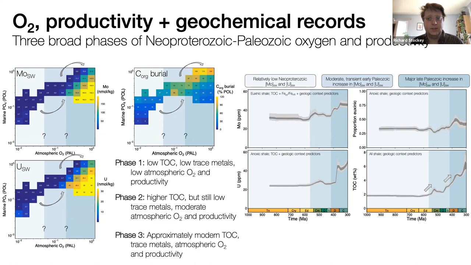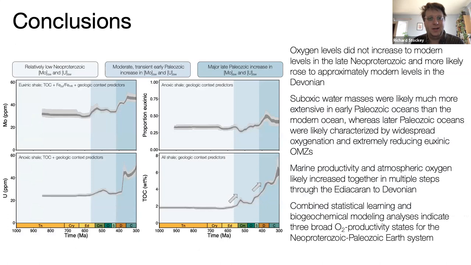And then a third phase with approximately modern TOC, trace metals, atmospheric O2 and productivity. So I know it's a lot to cover in a short talk, but I just want to recap our results here. To conclude, oxygen levels did not increase to modern levels in the late Neoproterozoic based on our analyses, and more likely rose to approximately modern levels in the Devonian.